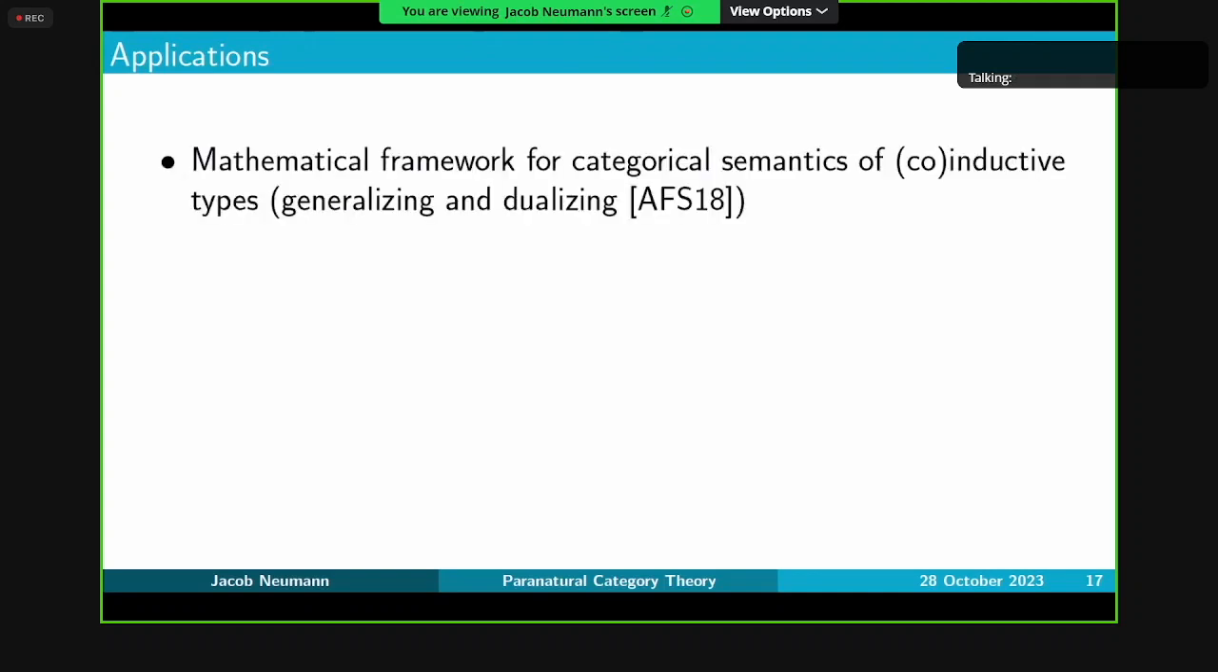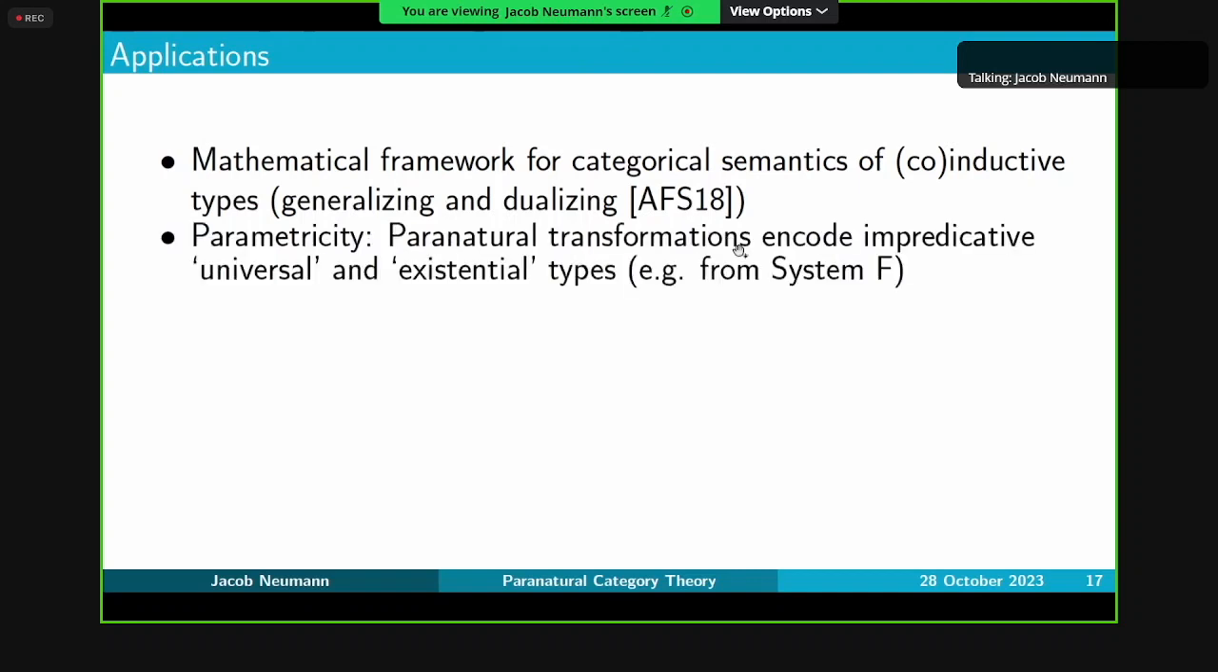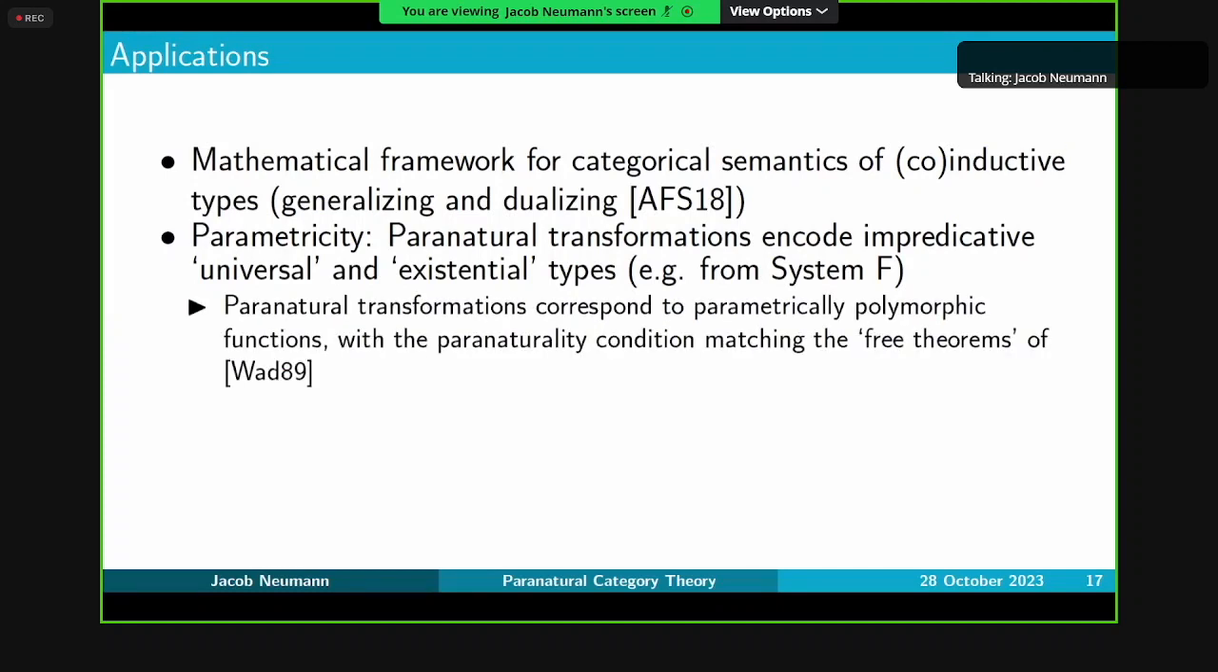It has some really interesting connections to the categorical semantics of co-inductive types, like I just mentioned. It generalizes and dualizes this result by Awodey, Frey, and Speight to do impredicative encodings of inductive and co-inductive types. There's this really interesting connection to parametricity that I mentioned. Paranatural transformations encode universal and existential types, like you might be familiar from functional programming. And so my general conjecture is that paranatural transformations correspond to the topic of parametricity.